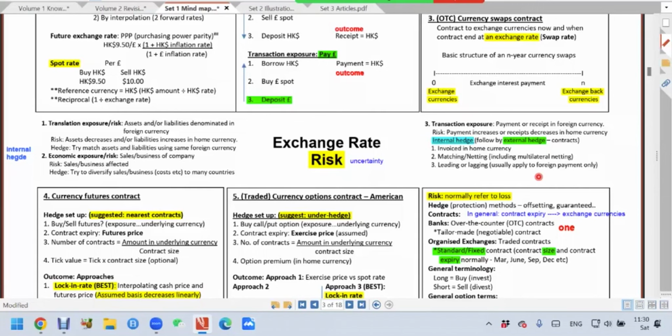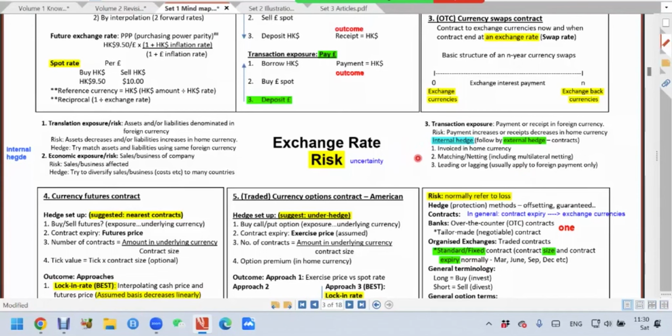So why do you want to pay later? If you pay later, your dong may have gone up, and if your dong has gone up, you pay less. So you have to decide on this one. That is called internal hedge. The company can make the decision.